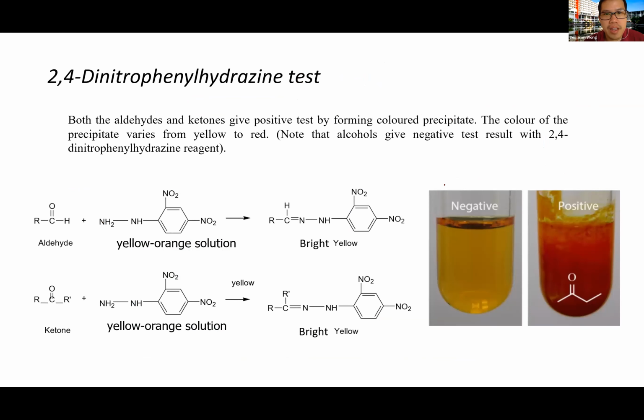Okay, the next test is the 2,4-dinitrophenylhydrazine test. Usually this test is to confirm the presence of aldehydes and ketones. In this case, both your unknowns are aldehyde and ketone. So what do you expect? You expect both of them to be positive.